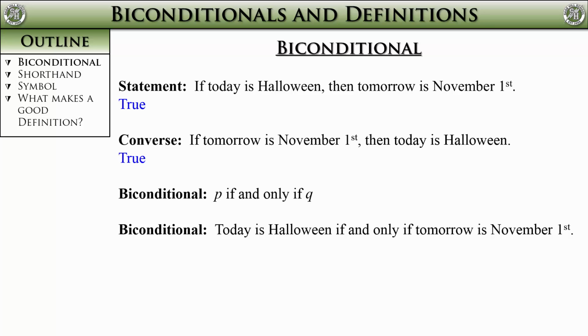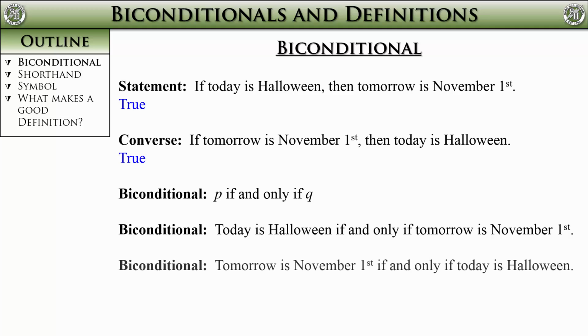Also note that since a biconditional works both ways, you can actually flip it around. This works too, and is fine. Since a biconditional works in every way, it doesn't really matter which part comes first.